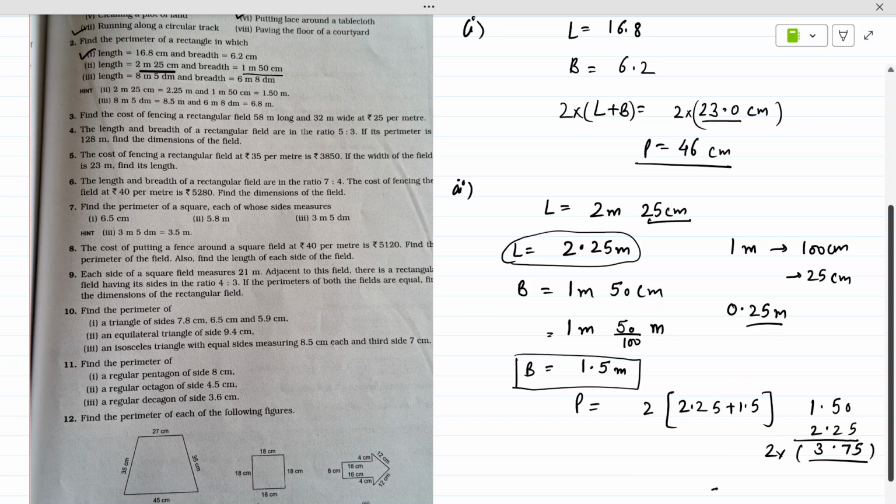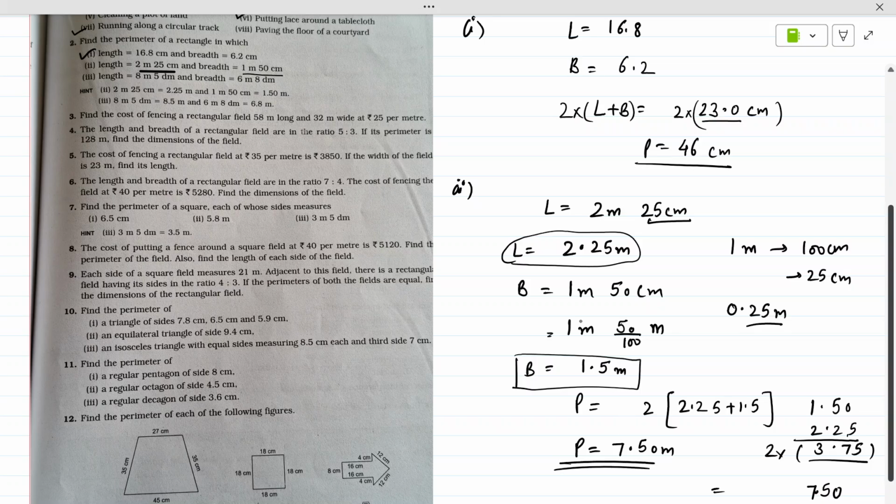So this will give us 2 into 5 is 10, 2 into 7 is 14, plus 1, 15, 2 into 3 is 6, plus 1, 7. Perimeter will be equal to 7.50 meters. Okay, so I hope you have understood what we have done.